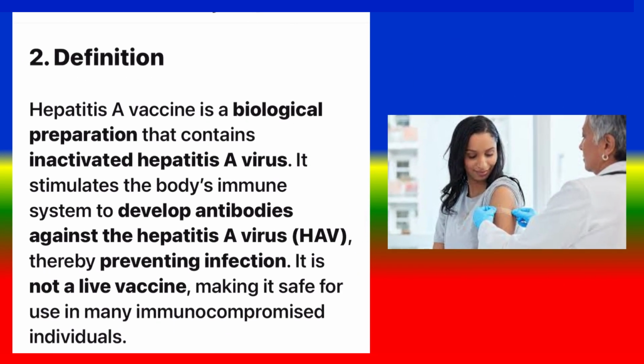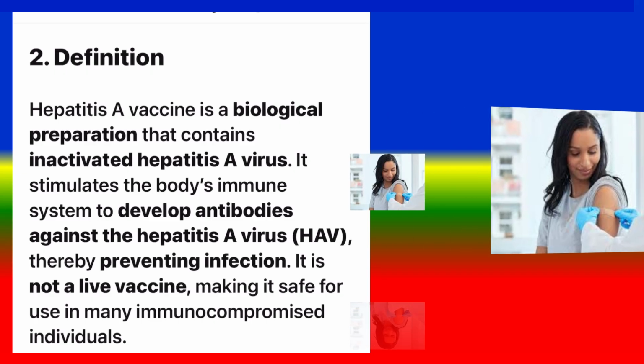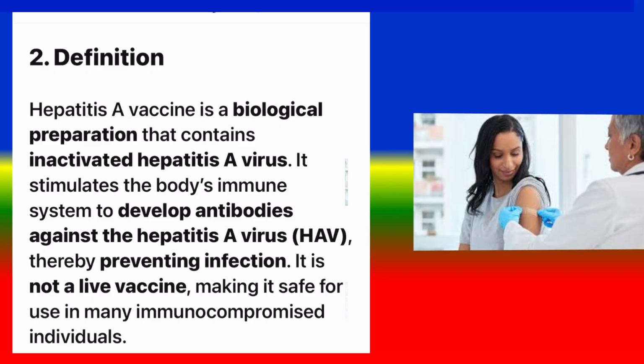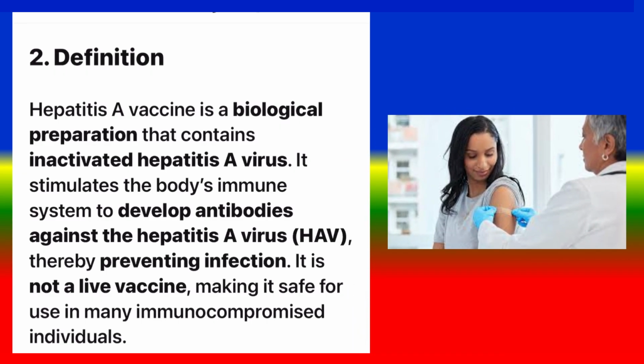Hepatitis A vaccine is a biological preparation that contains inactivated hepatitis A virus. It stimulates the body's immune system to develop antibodies against the hepatitis A virus, thereby preventing infection. It is not a live vaccine, making it safe for use in many immunocompromised individuals.